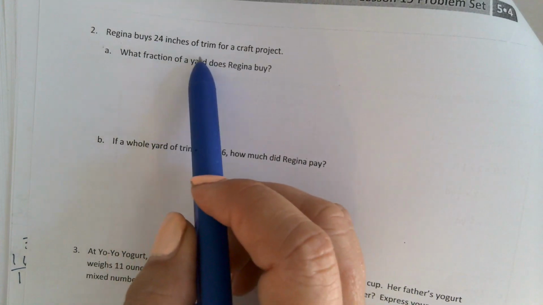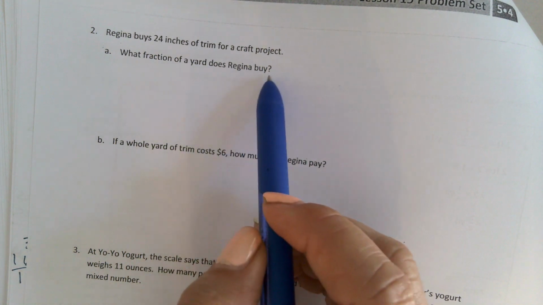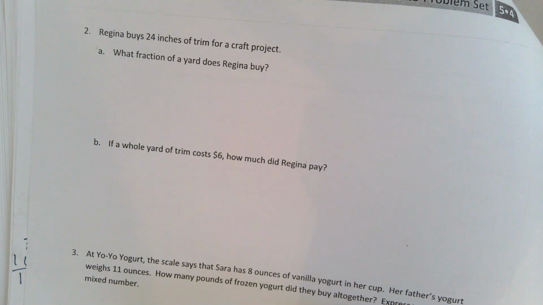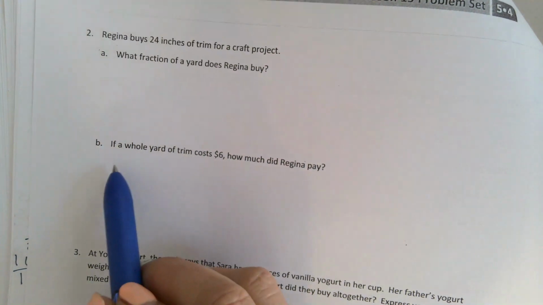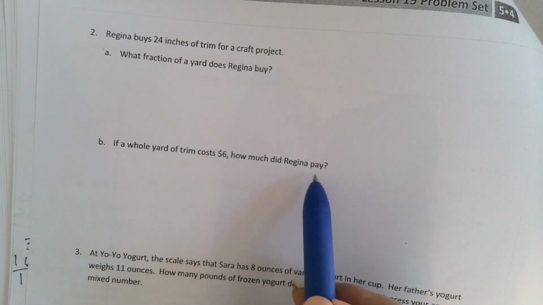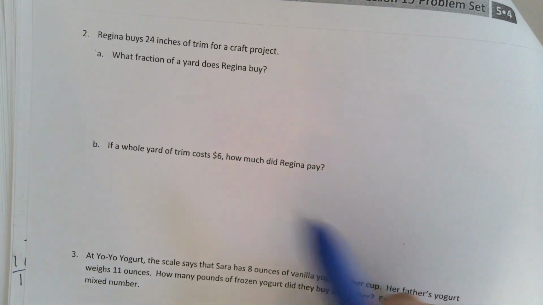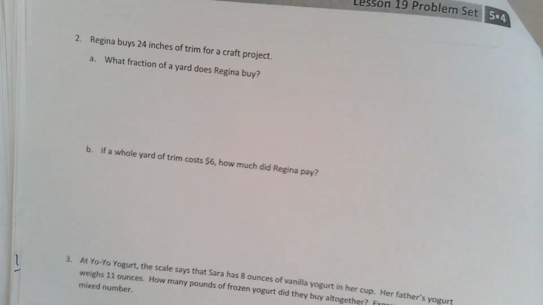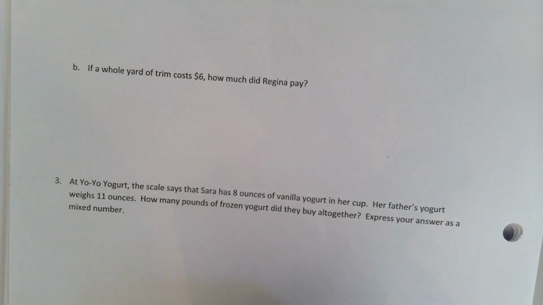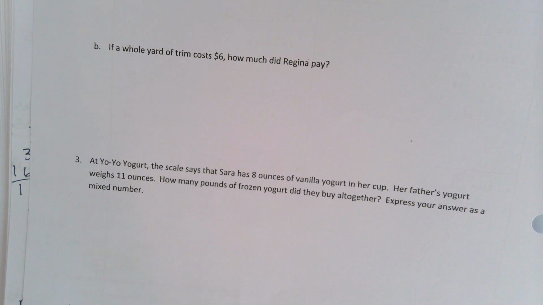Regina buys 24 inches of trim for a craft project. What fraction of a yard does Regina buy? Okay, this is going back to exactly what you were doing on the page before this. If a whole yard of trim costs $6, how much did Regina pay? So now you're going to find out how much money she paid for that. Still going back to what we have been doing. What operation were we doing? Multiplying a fraction times a whole number, right?